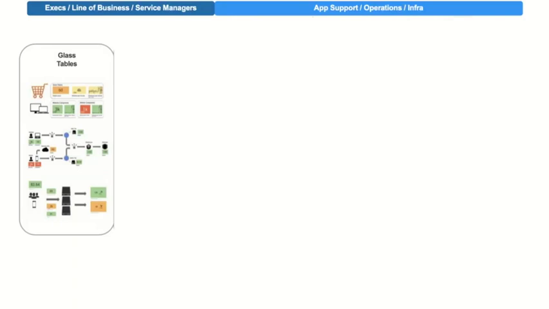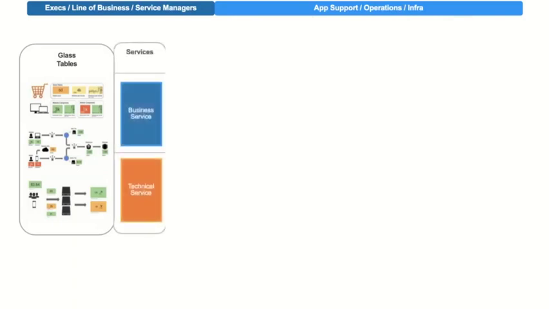Now we'll move to the next feature of it. So the next feature is services. A service is a logical mapping of IT objects that applies to your business goal. So it has a certain business goal.